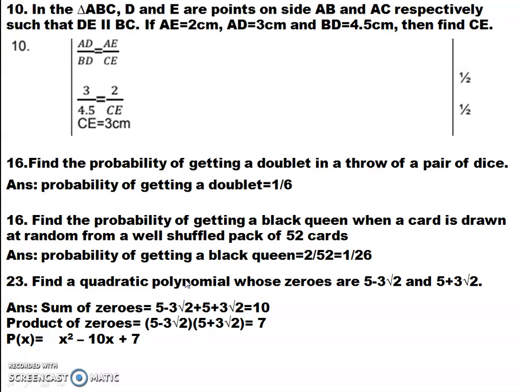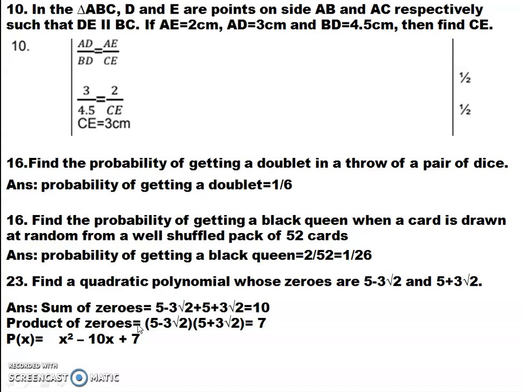Now find a quadratic polynomial whose zeros are 5 minus 3 root 2 and 5 plus 3 root 2. Students, I told you, if you have the sum of zeros, alpha plus beta, and the product of zeros, alpha beta, here the sum of zeros is 10 and the product of zeros is 7. You know that the sum of zeros is minus b by a and the product of zeros is c by a.